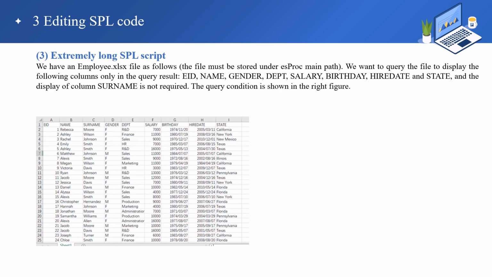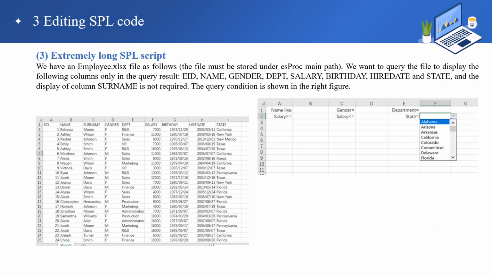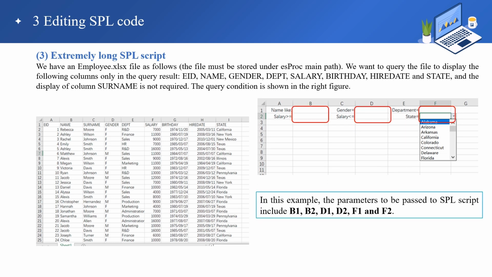3. Extremely long SPL script. We have an employee.xlsx file as follows. The file must be stored under SPROC main path. We want to query the file to display the following columns only in the query result: EID, name, gender, dept, salary, birthday, hire date and state, and the display of column surname is not required. The query condition is shown in the right figure. In this example, the parameters to be passed to SPL script include B1, B2, D1, D2, F1, and F2.